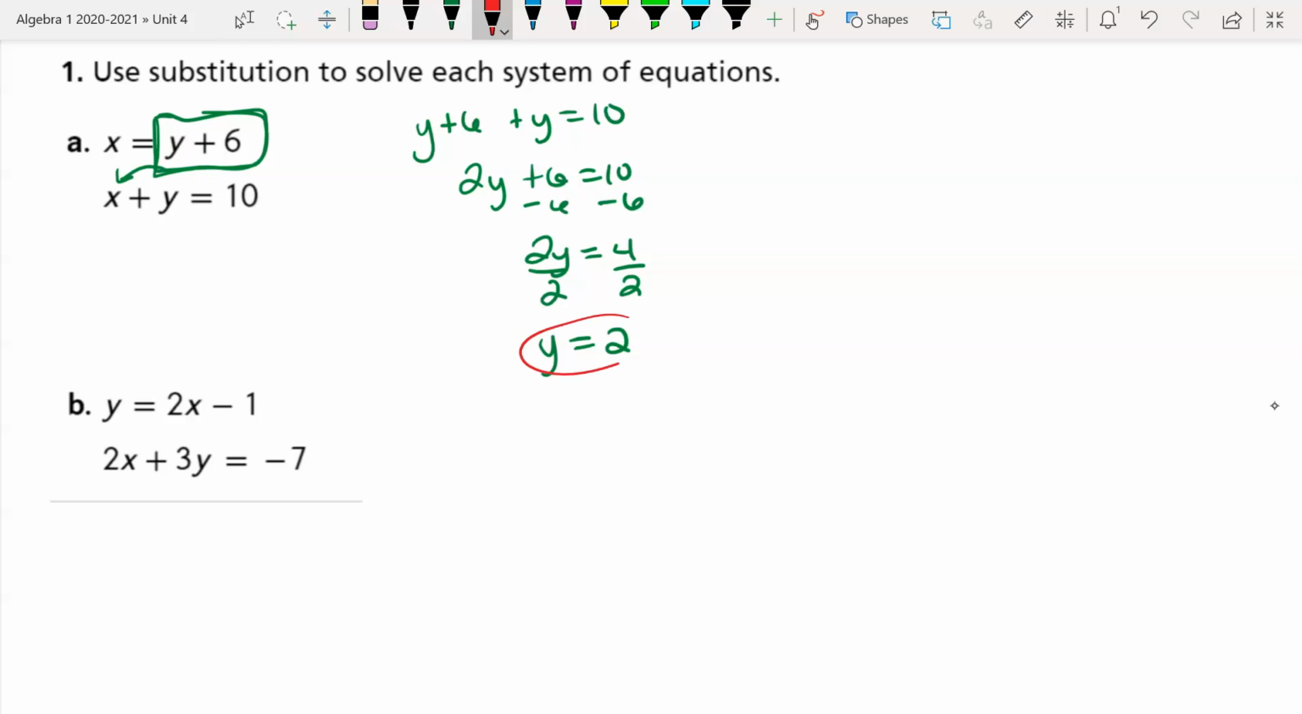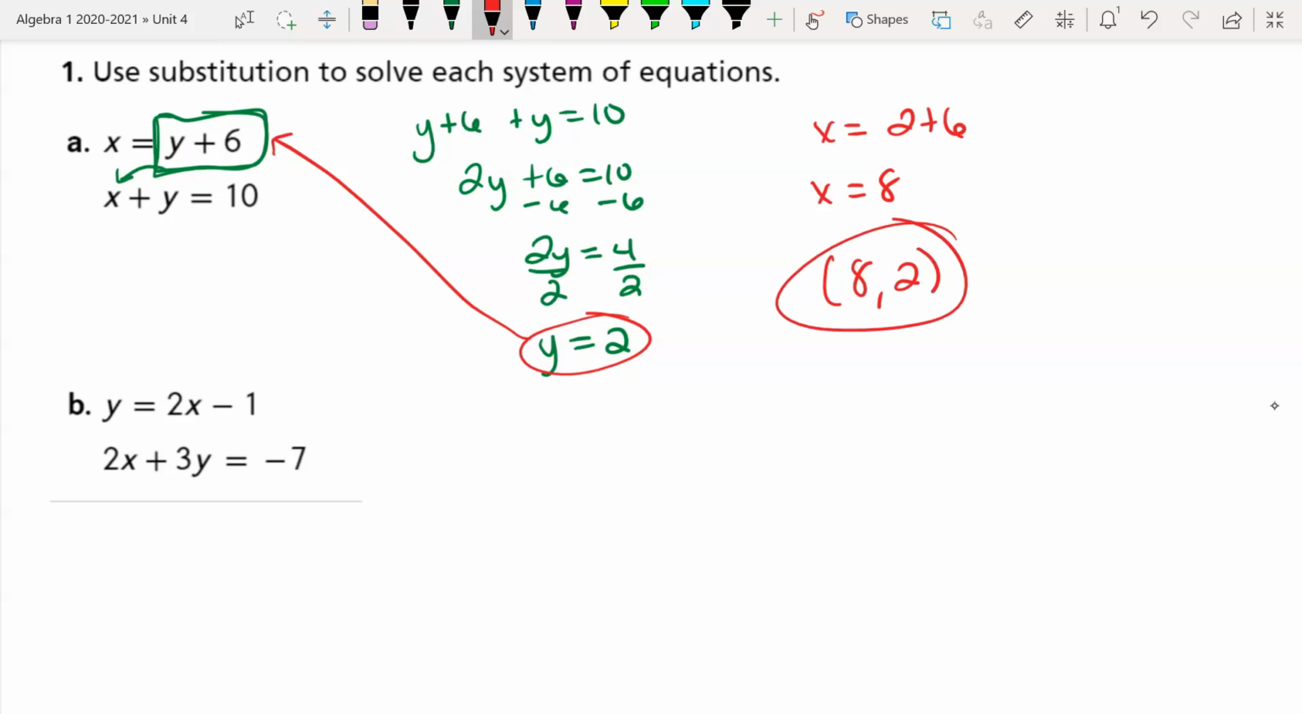So now I can take that and plug it in to the x equals y plus 6. And instead of saying y, I'm going to say 2. And I get x equals 8. So your answer is (8, 2). And again, you can double check it and make sure it works. It does for the first one. 8 plus 2 is 10, so it does for the second one, so we're good.